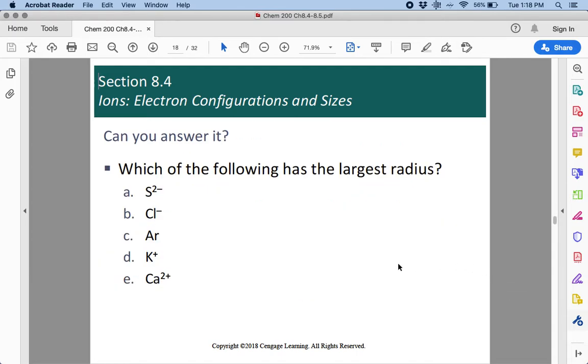Which of the following has the largest radius? Again, these are things that you would actually need a periodic table in front of you to do, so pause for a second, look at your periodic table and come up with your best answer.